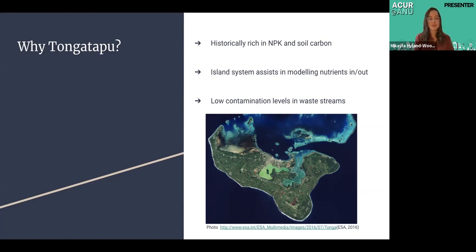This island was chosen for its relatively clean waste stream. It has limited industrial and pharmaceutical sectors, and they import $500,000 of chemical fertilizers annually. This money could be saved and repurposed if there was a cheaper domestic nutrient source.